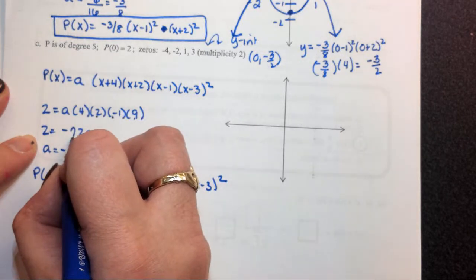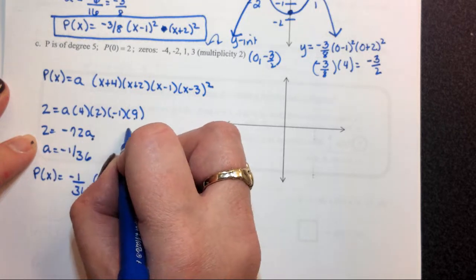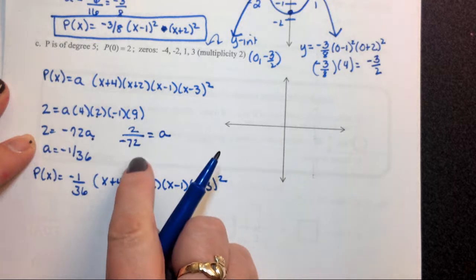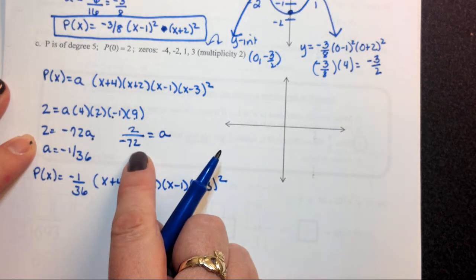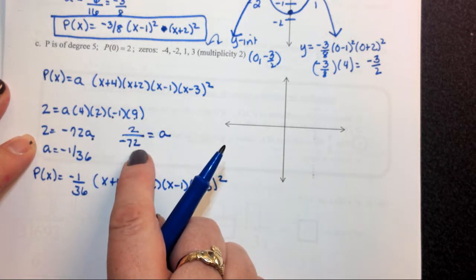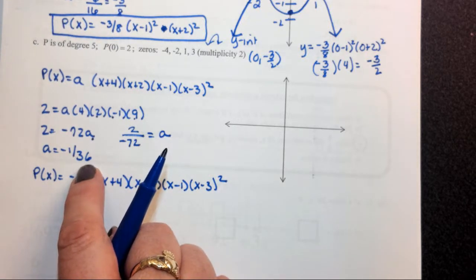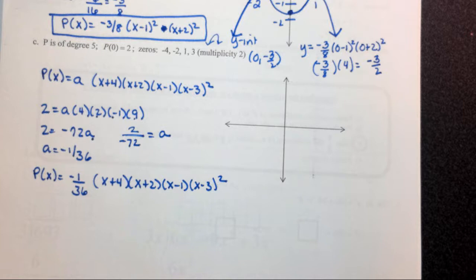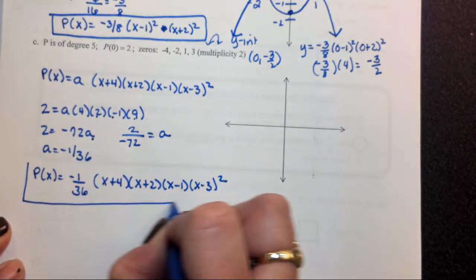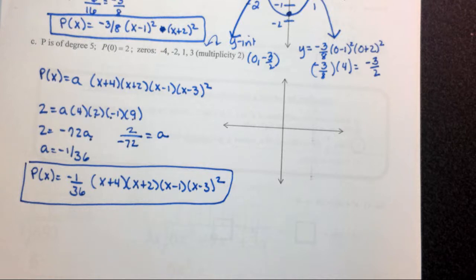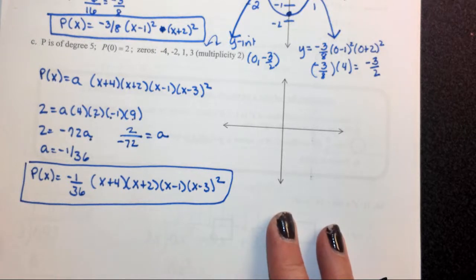So now how do you solve for A? What are we going to do? Divide both sides by what? -72, correct? So again, when you simplify 2 over -72, you can simplify it down to -1/36. So this is what the polynomial function should look like. Okay? Any questions on that?